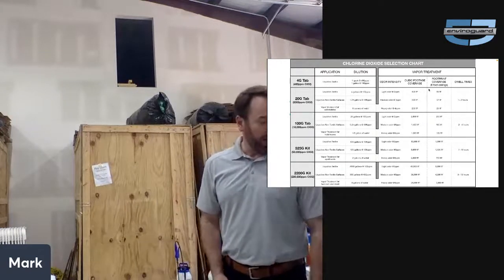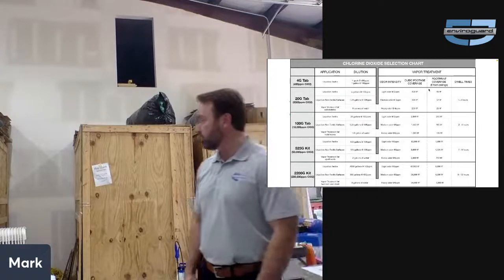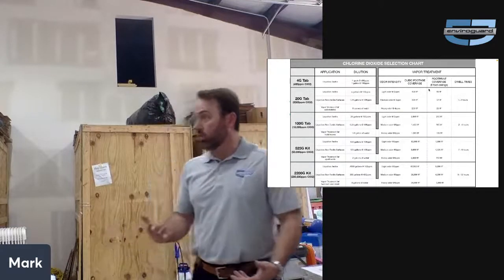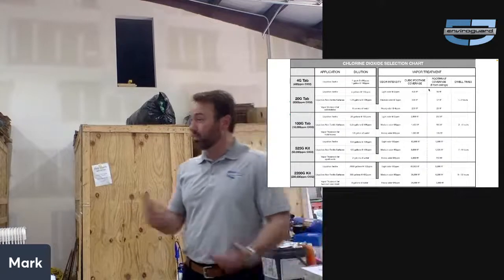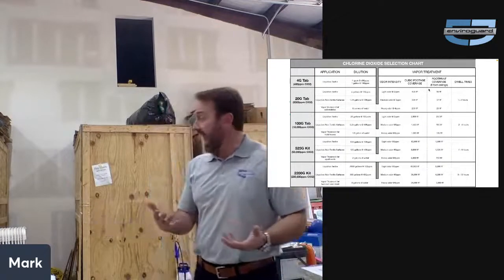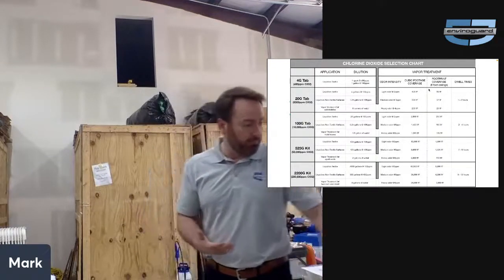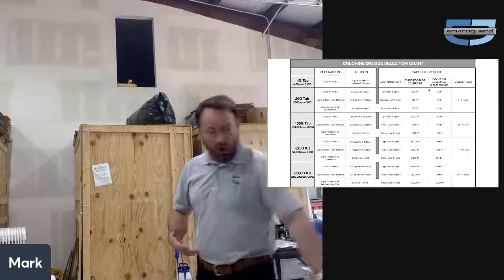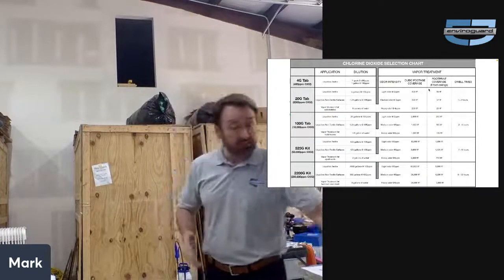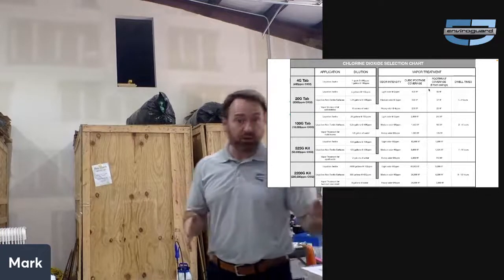100 gram tab, 10,000, right? So how many total gallons is that going to produce for us if we needed to? The answer is 25 gallons. It'll make for us, right? So we can go on down through this in the same calculations. But we're here to talk about vapor treatments.